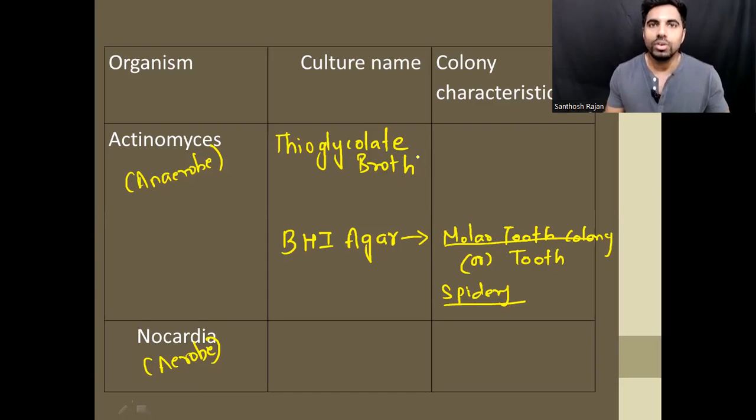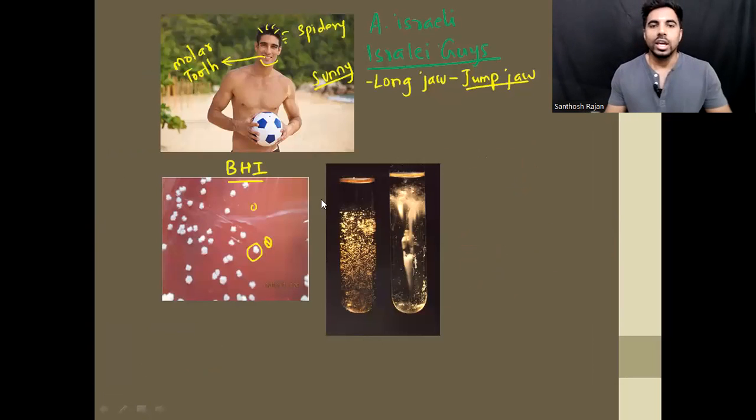Why did I put that ball? You saw the picture ball, right? Because in thioglycolate broth, you will see a fluffy ball appearance. Okay, I'll show you now. What is a fluffy ball appearance? This one. You look at this picture. In this picture, this is the fluffy ball. You see all these fluffy things? These are the fluffy balls. Fluffy ball appearance. You got it? These are the Israeli guys.